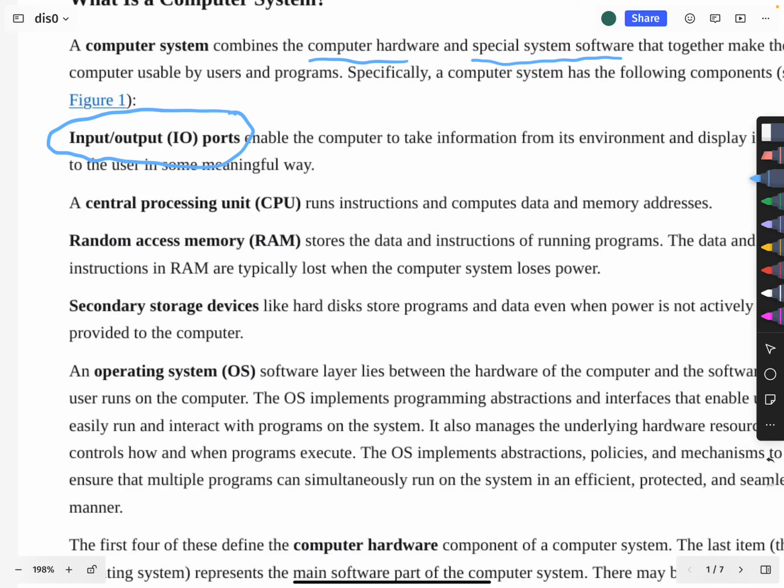Then next, it has a CPU, central processing unit. It runs instructions and computes data and memory addresses. What does it even mean to compute a memory address? Again, explaining some concepts in terms of other concepts that probably the viewer doesn't even understand. So what's the point of all of this? But okay, continuing.